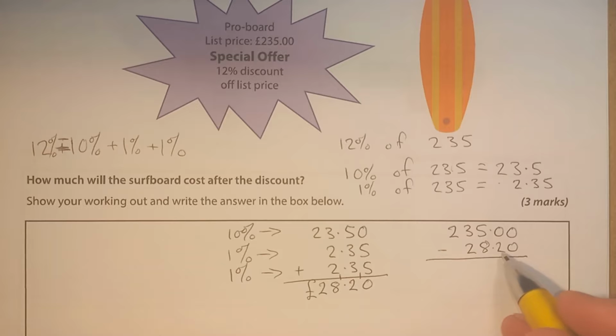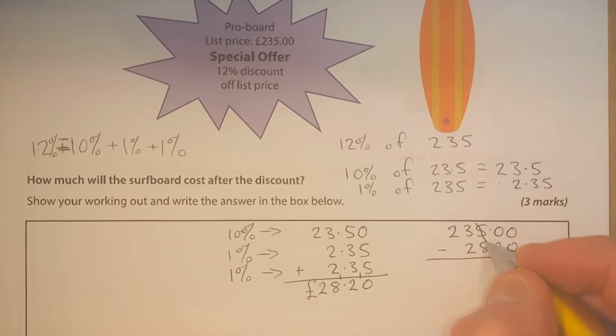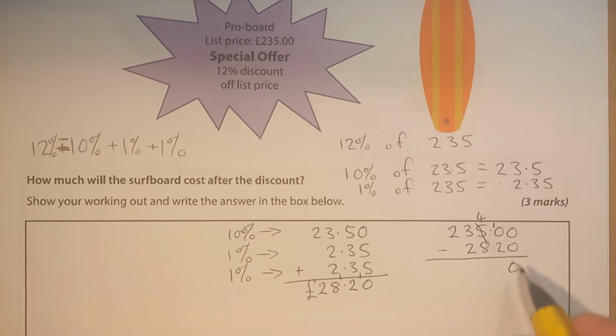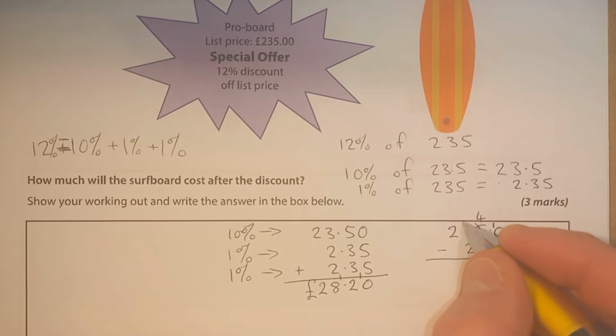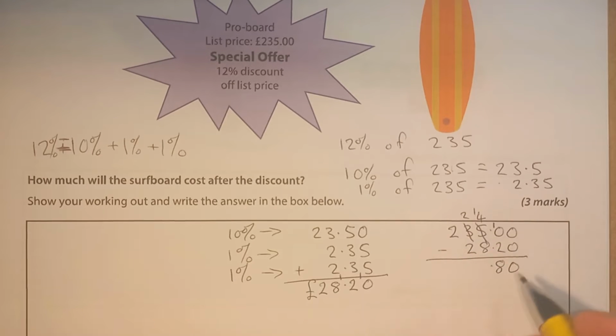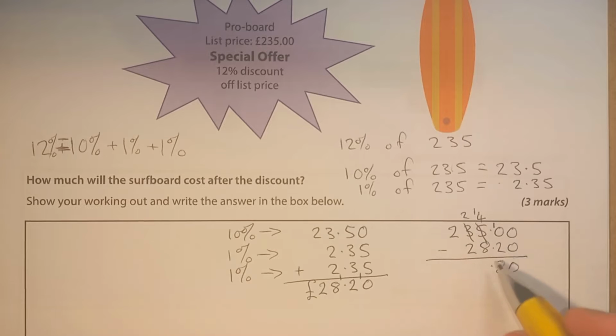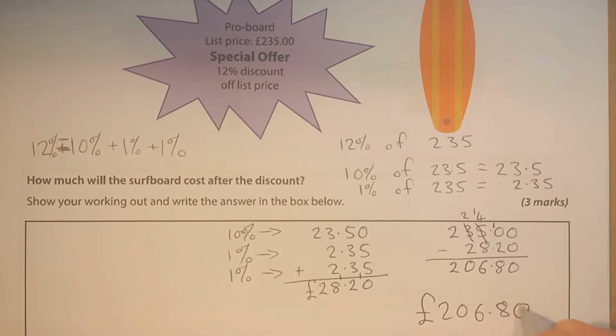0 minus 2, well, we can't take 2 away from nothing. So we'll reduce our 5 to a 4 and give 1 there to make it 10. So 10 minus 2 is 8. Bring down the decimal point. 4 minus 8, again, 8's bigger than 4, so let's reduce that to a 2 and give 1 over to the 4 to make it 14. 14 minus 8 is 6. 2 minus 2 is 0. 2 minus nothing is 2. So we've got our final answer there. I'll rewrite it. It's £206.80p.